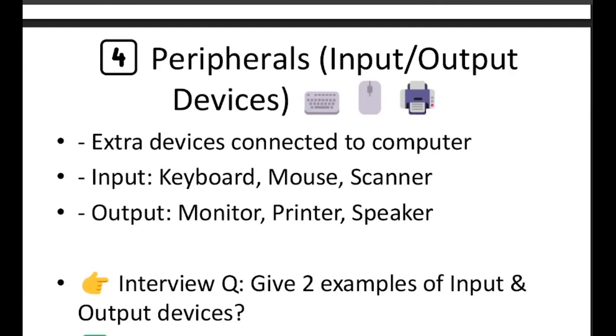And fourth, you can see here: what is a peripheral? Peripheral means input and output devices, meaning extra devices connected to the computer. So basically we call them peripherals. For input you can see keyboard, mouse, scanner. These are all input devices, meaning we are entering some data. Then it provides output. Output will be shown on the monitor, printer, speaker. So these are the outputs.